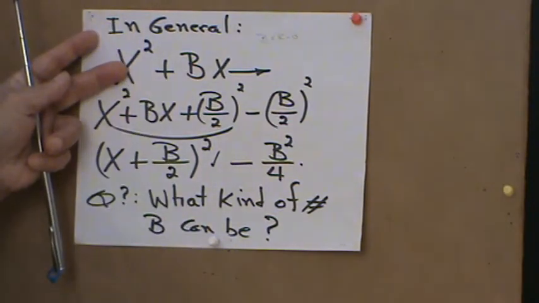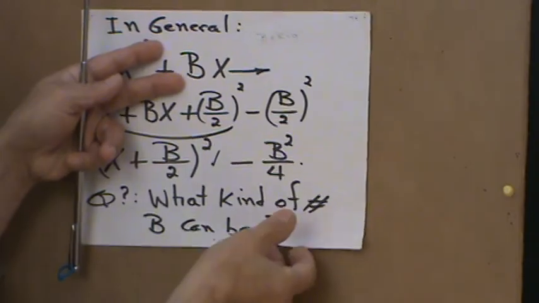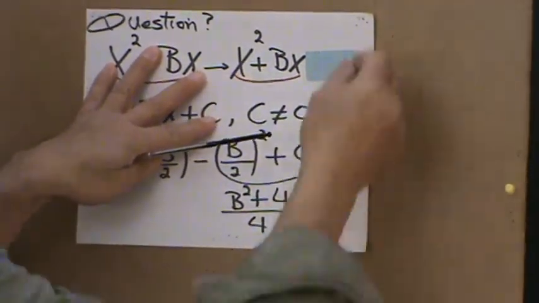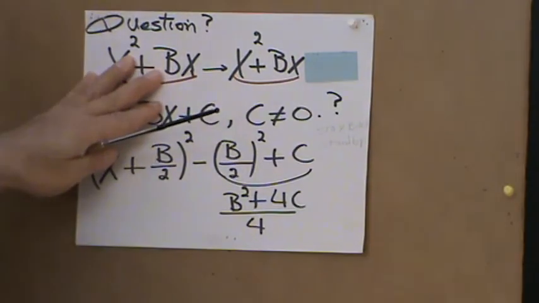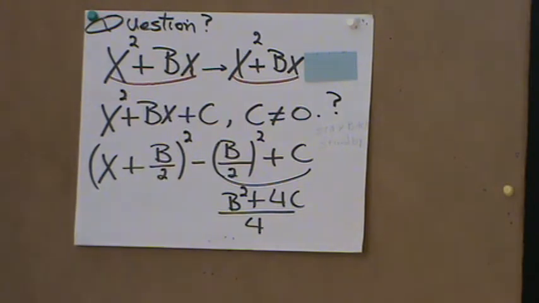B stands for any expression, any number, any real number in fact for that in this case. Okay, now I have one question to ask, and let's see if you can answer it. The question I have is that we didn't really have x squared plus bx over there. We had x squared plus bx. There was a third term. Do you see a third term?